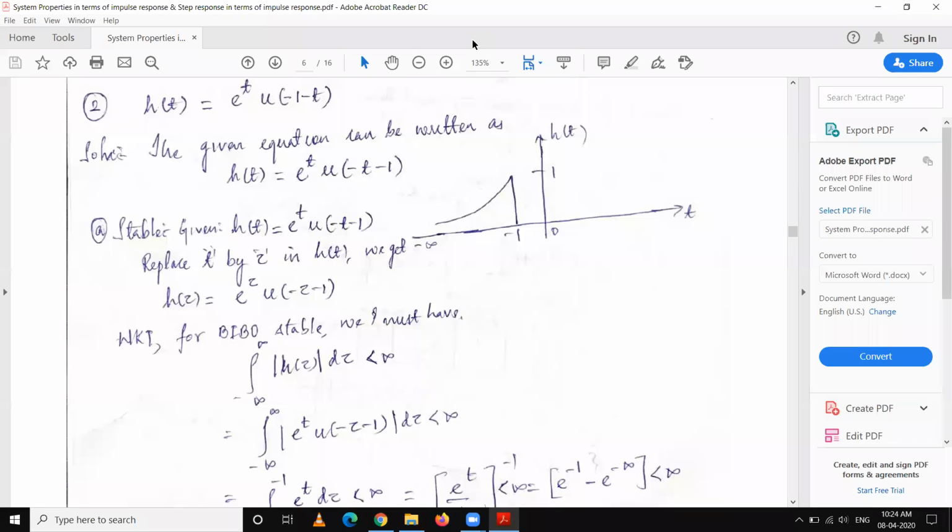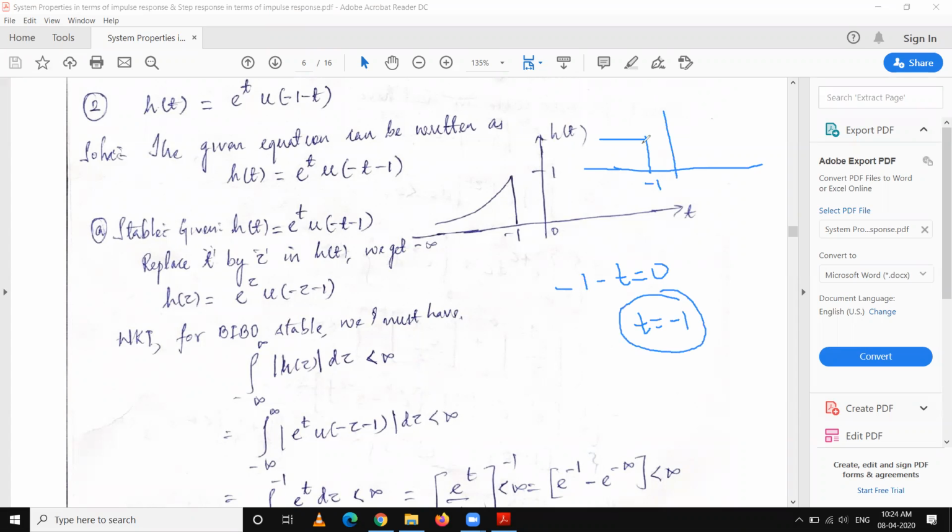Now look at this. So if you see this, u of minus 1 minus t, what value will it start from? It will start from minus 1 and go to minus infinity, because minus 1 minus t equal to 0 gives t equal to minus 1. So the starting point is minus 1 and it goes in the negative direction, because the sign of t is negative. Remember that. Then it is multiplied by an exponential function, which will look like this.